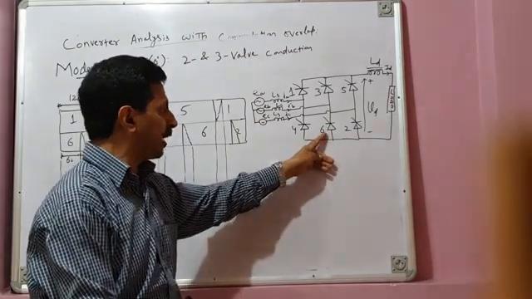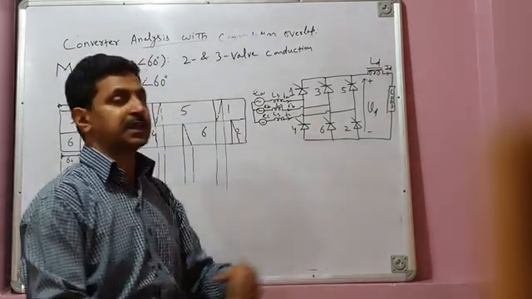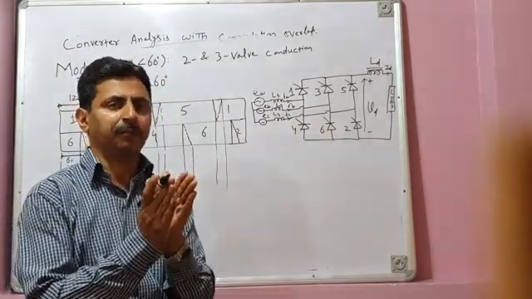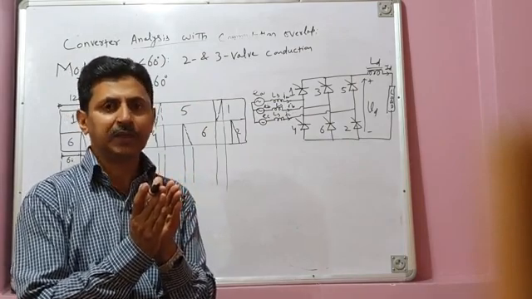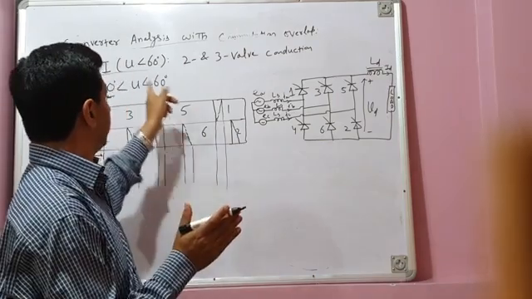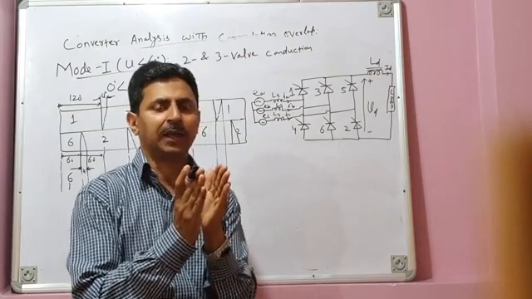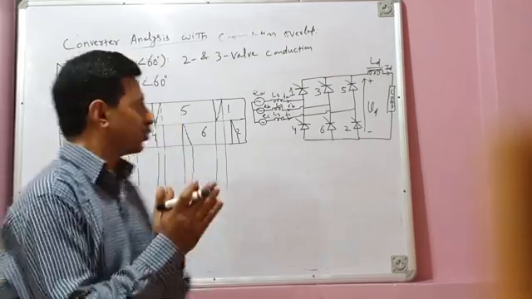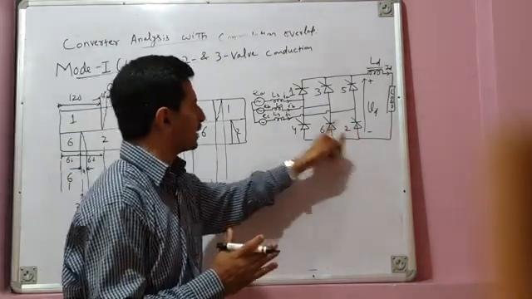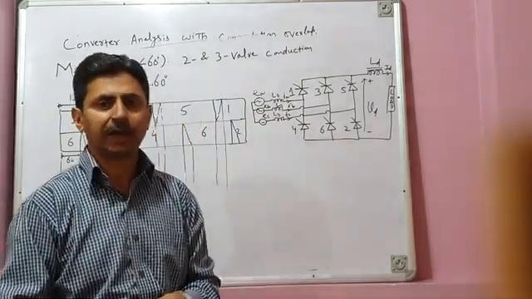The current transfers from valve 6, which is the outgoing valve, to valve 2, which is the incoming valve, and it takes some time. And what is that angle or that time? That's called the overlap angle, u degree. And in this case, we have assumed that u is less than 60 degrees. During this u, the overlap angle, there is transfer of current from the outgoing valve to the incoming valve. So during this period, both the valves, 6 and 2 from the lower group, are on.